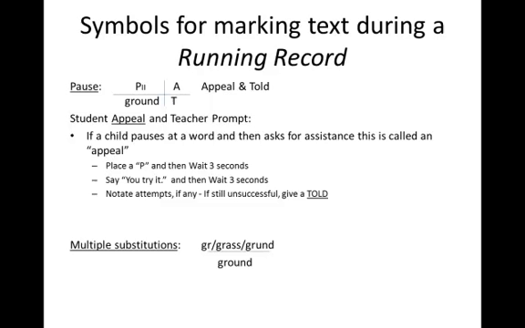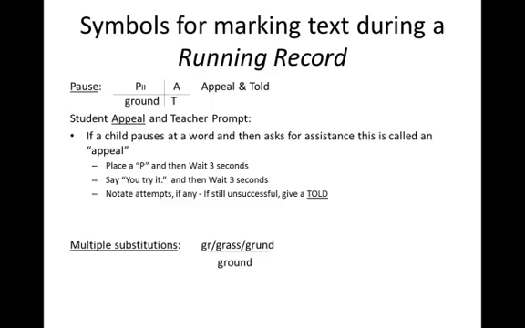The next symbol that we have is for a pause. Now a pause is when a student clearly is reading and stops, for whatever reason, usually if they're concentrating on the word. So once they stop, we want to put a P above the word that they stop at. Now I'm going to show you, the next part's a little tricky. It's what we call the appeal and told. The student appeal and the teacher prompt, or the teacher told.